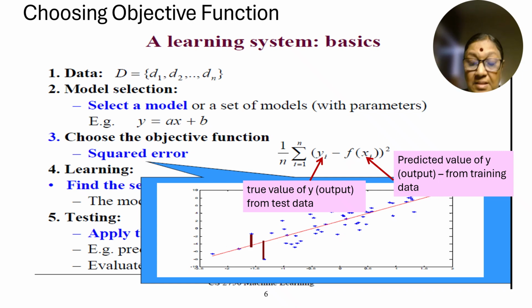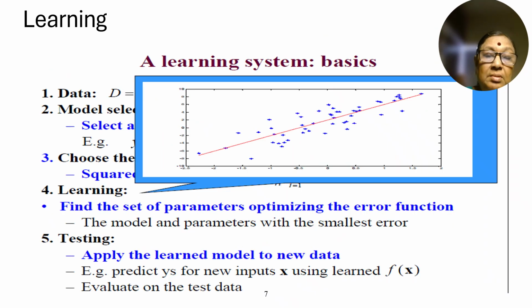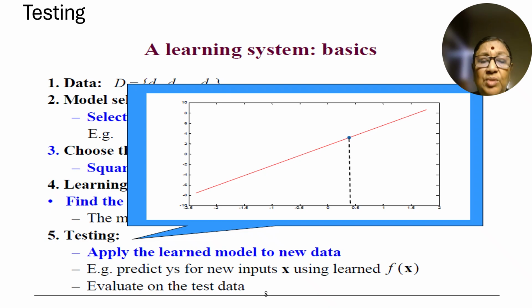Now the actual learning happens. You find the set of parameters, in our case the slope and the intercept, such that you have minimum error. The smallest error is obtained. So you have chosen the model. It's a linear model, but what you're doing is choosing the parameters of the model such that it minimizes the error. Once you do that, the next step is testing. So given an unknown x, you have to project it onto the line such that you get the value of the output. That's how you test the model.